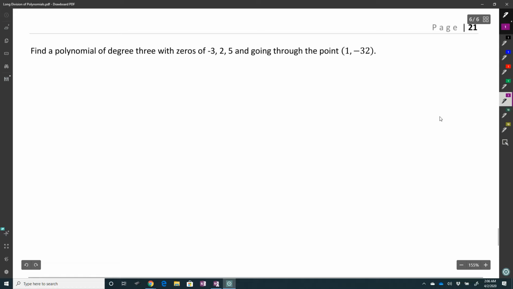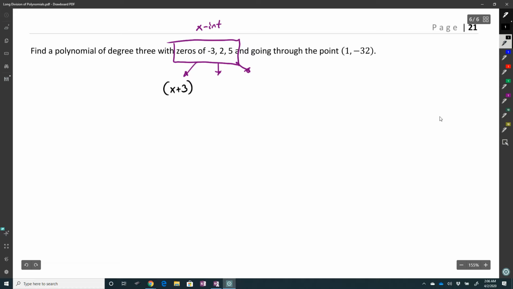All right. So here, notice that they gave us 3 x-intercepts. That means automatically I know my 3 factors. If -3 is an x-intercept, x plus 3 is a factor. If 2 is an x-intercept, x minus 2 is a factor. 5 is an x-intercept, x minus 5 is a factor. Now, from the last 2 examples, the only thing we're missing is this number up front, which we're going to call a. The question is, what is the leading coefficient?